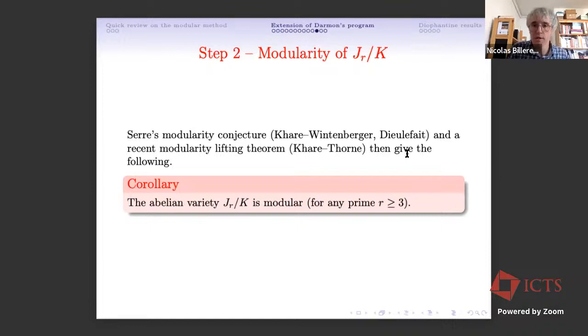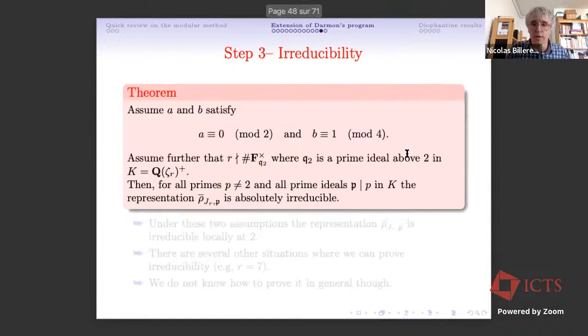So now we have finished the second step. So the first step and second step were achieved for arbitrary values of R. The third step is a bit more complicated, and it consists in proving the absolute irreducibility of the mod P representation attached to JR. But here, P will be a prime ideal above the prime P, which is the exponent of the right-hand side, right? And for that step, we don't have a full general result.